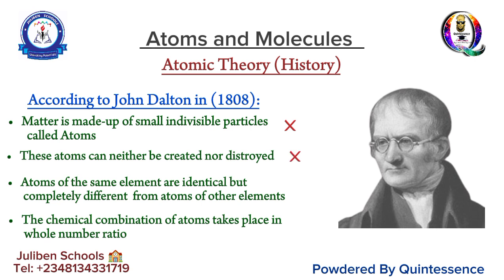And then also, he said atoms are neither created nor destroyed. Exothermic reactions destroy atoms. And then atoms of the same element are identical but completely different from atoms of other elements. Isotopes. Formation of isotopes is a contradiction to that. And then he said chemical combination of atoms takes place in whole number ratios. Polymerization reactions occur not just in simple whole number ratios, but in a terribly wide range of numbers.